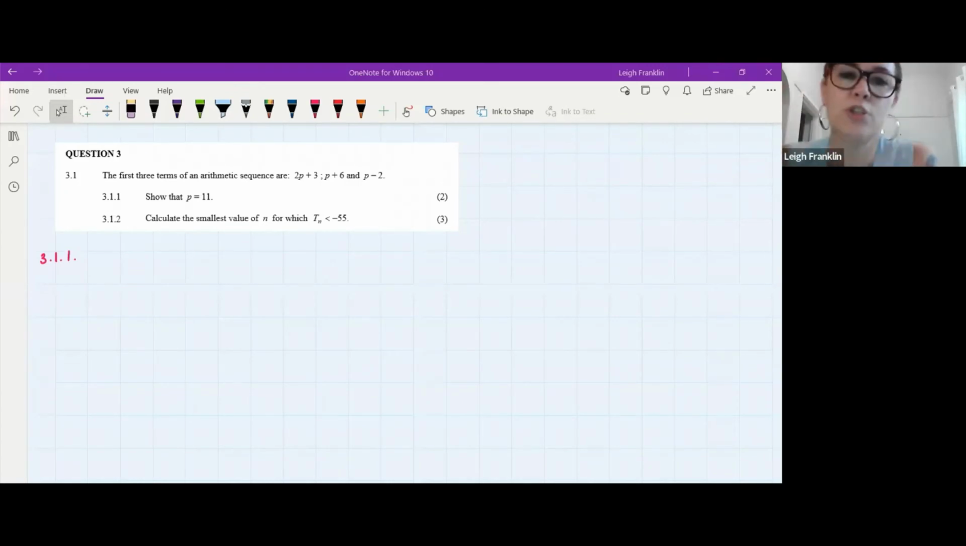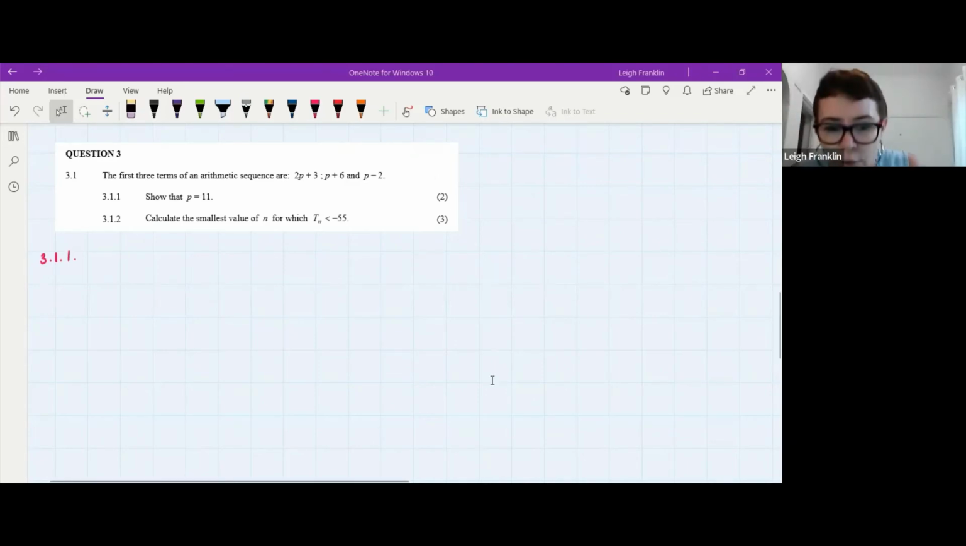So what's important to remember with these sorts of questions, and clearly your teachers at school have done some great work with you, is that when you see a question that says, show that, whether you are working in sequences and series, analytical geometry, anywhere in maths, calculus, it doesn't matter what they do with you this year, when they say, show that, you have to pretend that you don't know what the answer is. It's like you don't know that P is equal to 11. That's what you are trying to calculate.